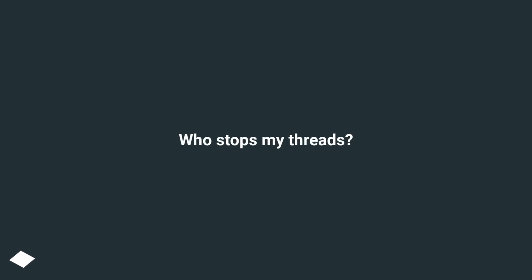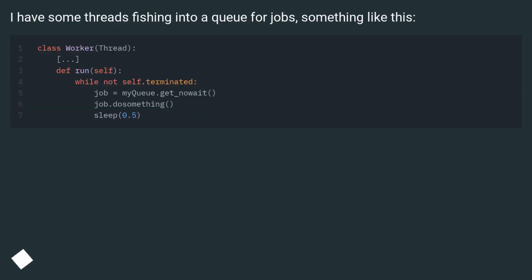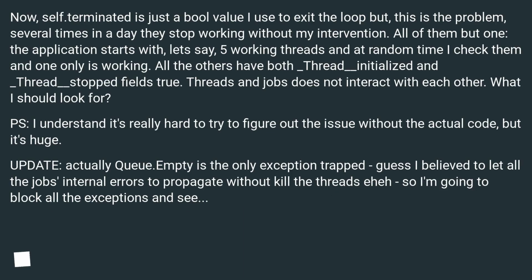Who stops my threads? I have some threads fishing into a queue for jobs, something like this. Now, self.terminated is just a bool value I use to exit the loop, but this is the problem. Several times in a day they stop working without my intervention. All of them but one.